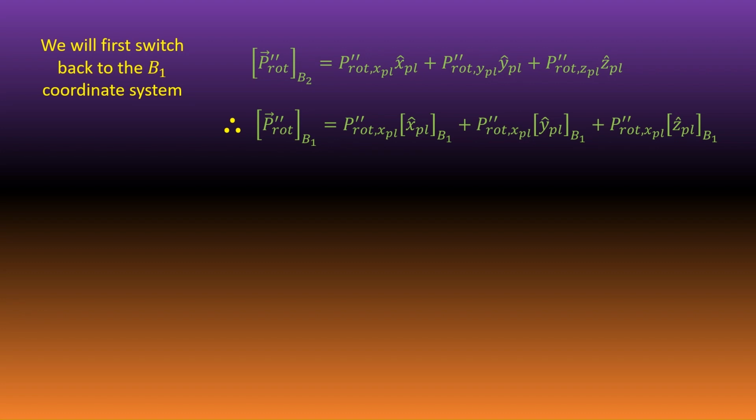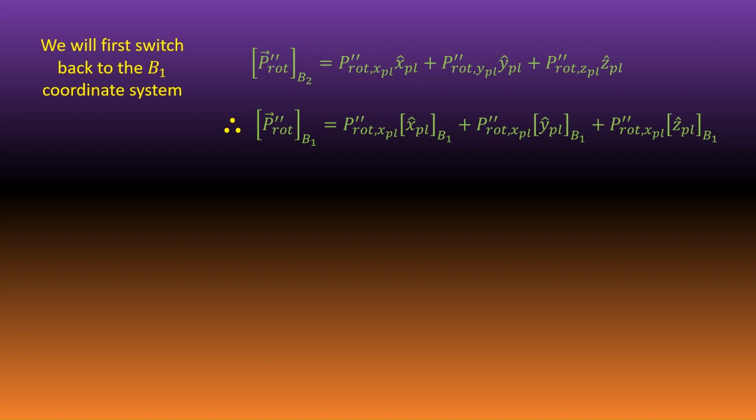So again, we have P rot double prime in terms of B2. We have the expression for it, but I'm just expressing everything in terms of symbols, because it's too long to show on the screen. But this is the general form of P rot double prime. It's going to be a linear combination of x hat PL, y hat PL, and z hat PL. And again, we know the factors in front of each of those unit vectors, but I'm just not showing it because it's too long to actually show on the screen.